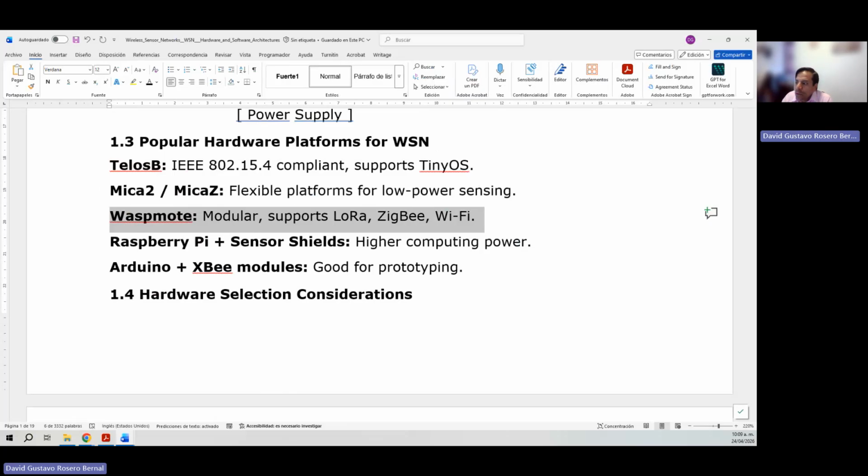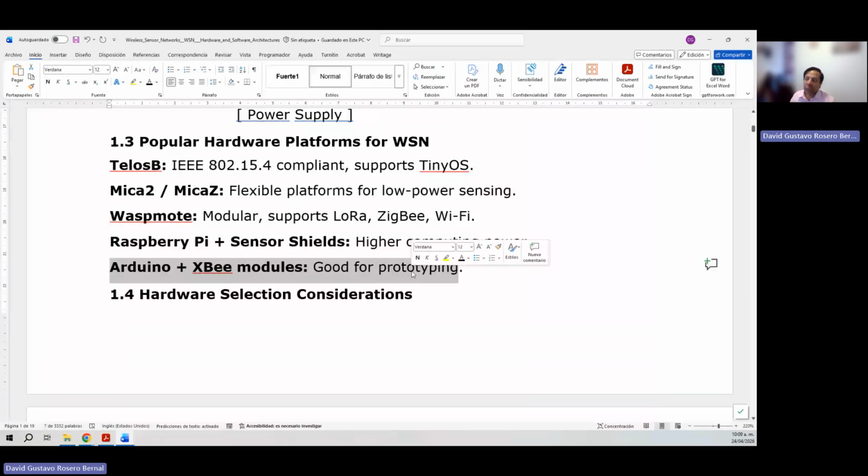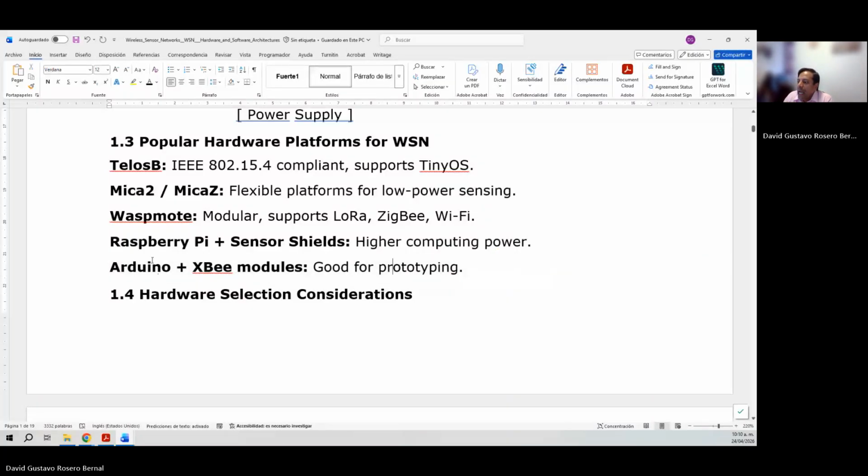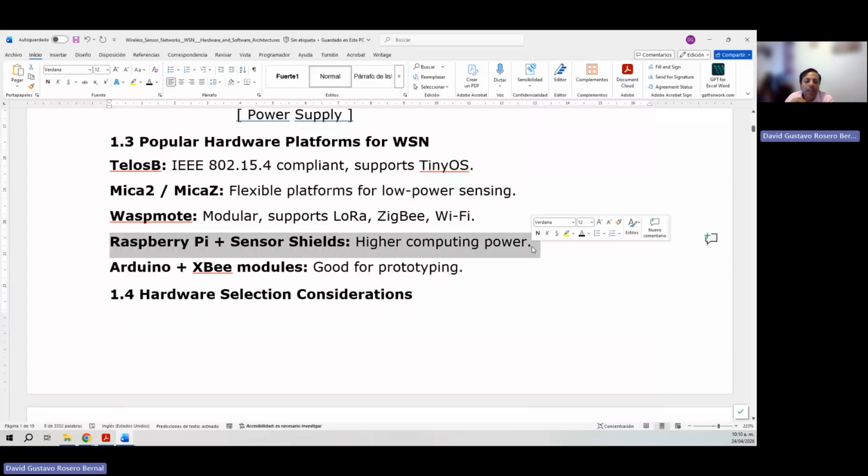We also could have the Arduino plus the XBee modules. Those are very popular for prototyping, offering affordability, extensibility, and ease of programming. And finally, we could include as well the Raspberry Pi with sensor shields. These are used when higher computational capabilities are needed for edge processing.